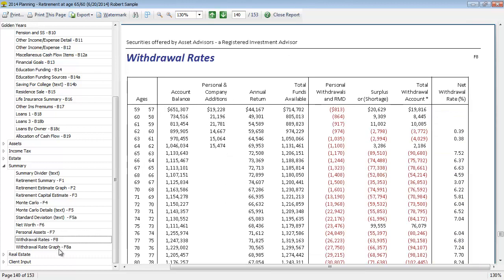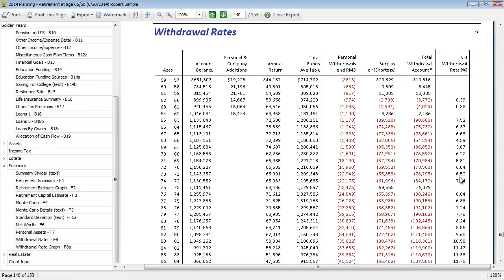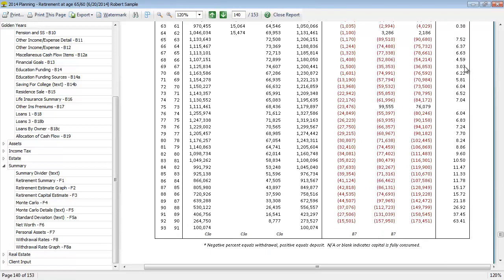The last item for this summary section is the withdrawal rate reports. And this is going to calculate the net withdrawal rate each year. So it's going to look at their total funds available, less any withdrawals that they're taking for things like RMDs or shortages. And you can see how that withdrawal rate changes every year of the projection.